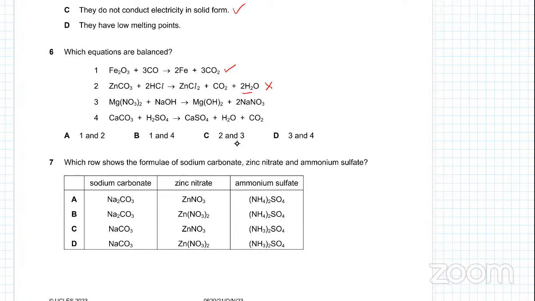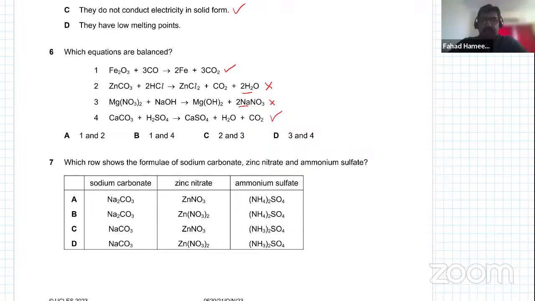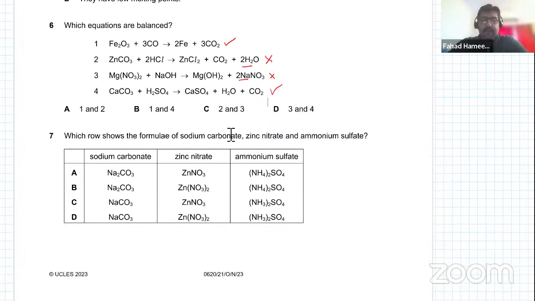No. Na and OH both are not balanced. So fourth, it's B. It's B because in the options there are only two. So it's B. Okay. I said next one. Which row shows the formula of sodium carbonate, zinc nitrate, and ammonium sulfate?